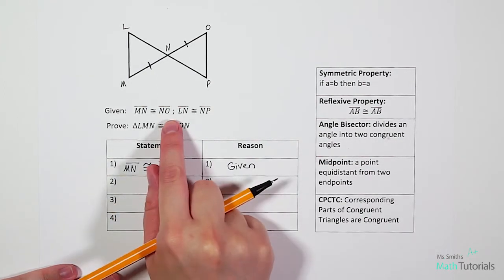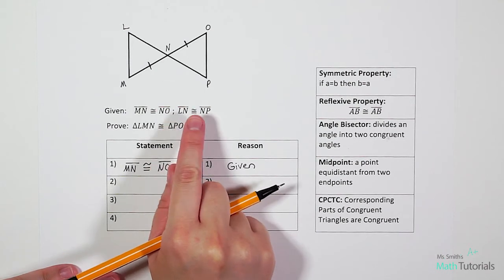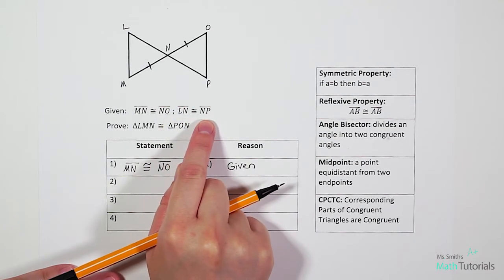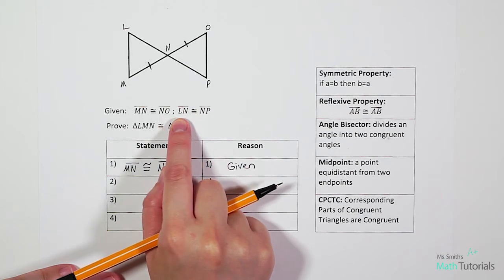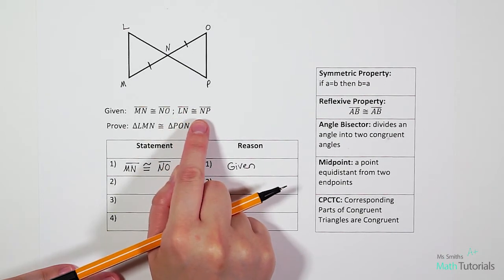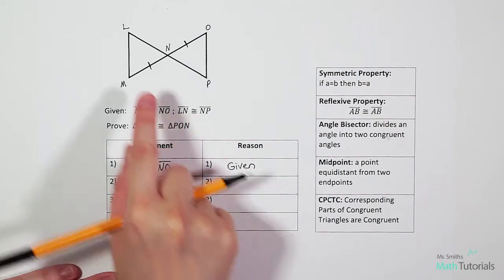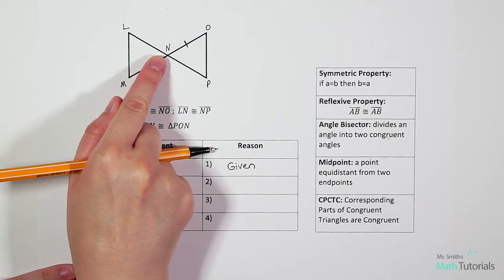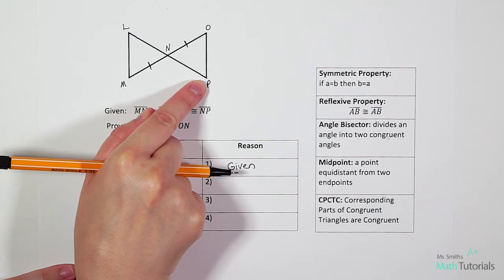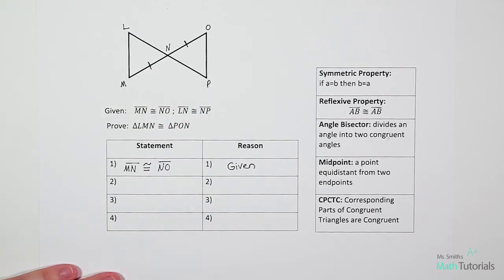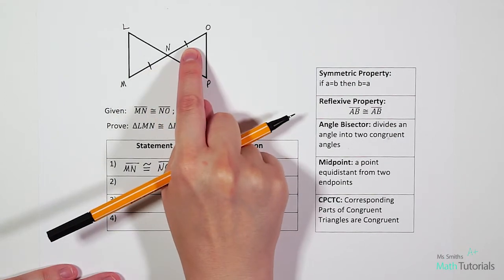Okay, now we have a semicolon, which is showing us that this is a separate given. So we have, like I said, two givens in this problem. Line LN is congruent to line NP. LN is congruent to NP. So this time we're not going to use a single tick mark, we're going to use a double tick mark because the single is already taken.